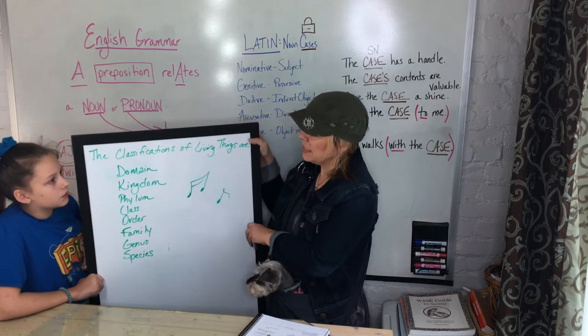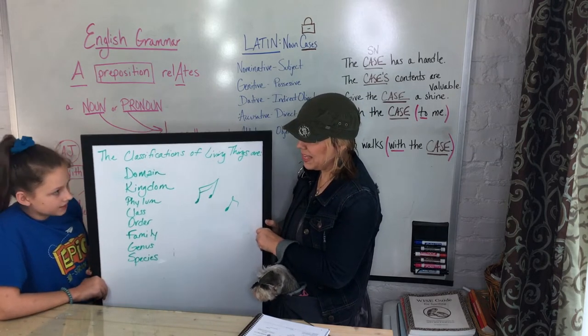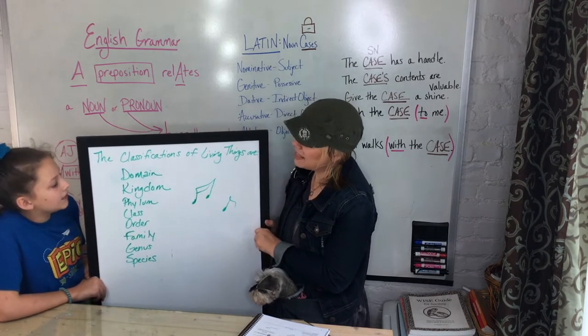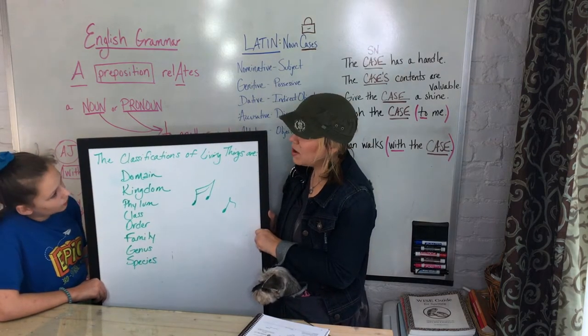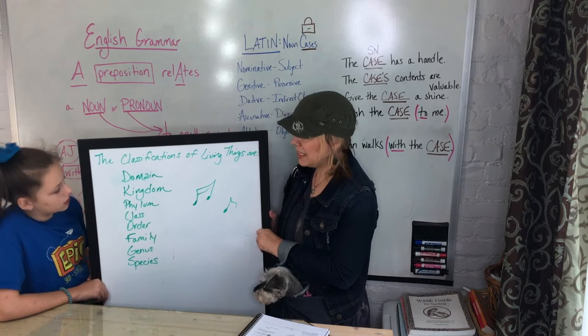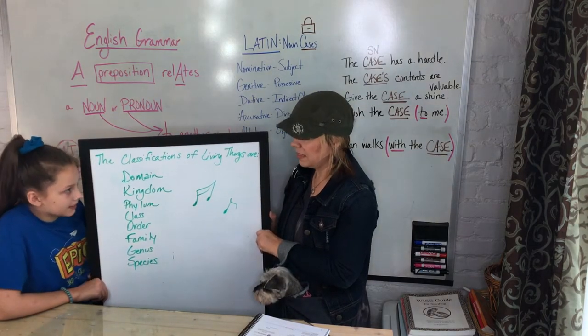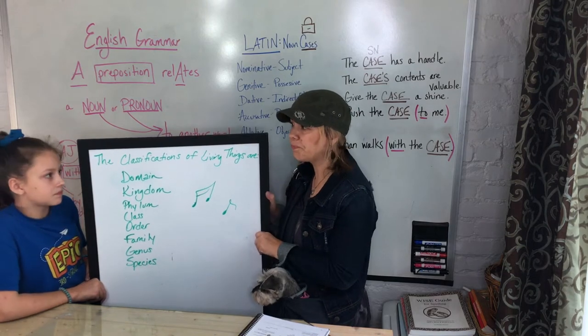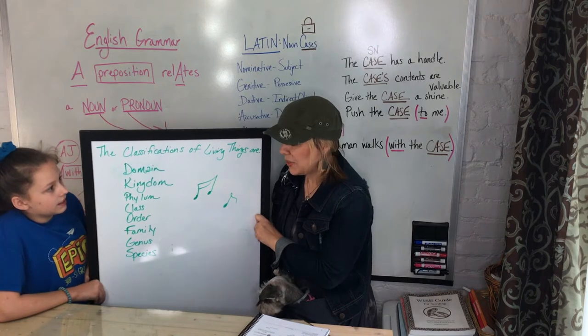Want to do it higher for the little kids? Okay. Domain, do, domain. Here we go. Kingdom, phylum, kingdom, phylum, class order, class order. Family, genus, species, classifications of living things. All right, domain. Let's go a little bit higher because that note was kind of low. Ready? Domain.